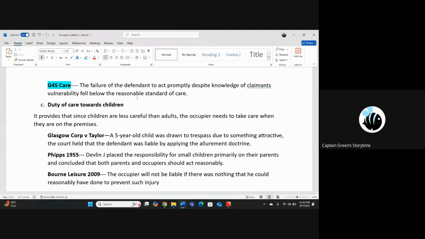And in a situation where he ensures that he has met the standard of care, then there will be no liability. Okay.